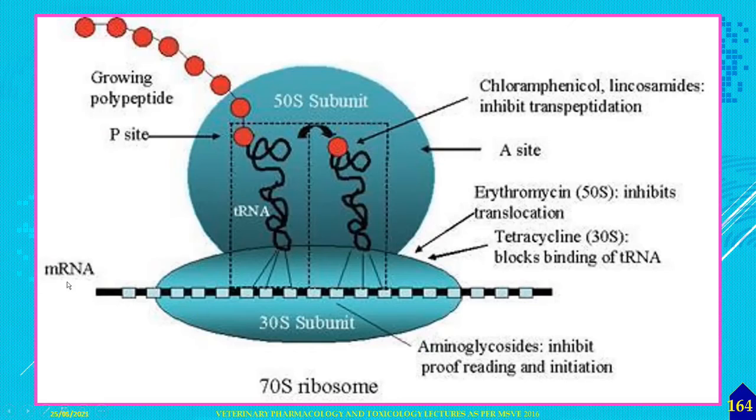I think the mRNA will decide what amino acids are required for forming a polypeptide, and it will bring and join them together. Later the tRNA will take such amino acids and form the peptide chain, and the different antimicrobial drugs are going to bind with different sites like the A site and P site. This is the A site, and this is the P site.